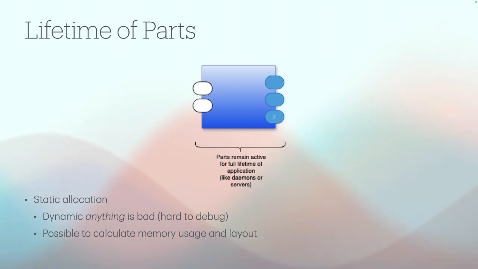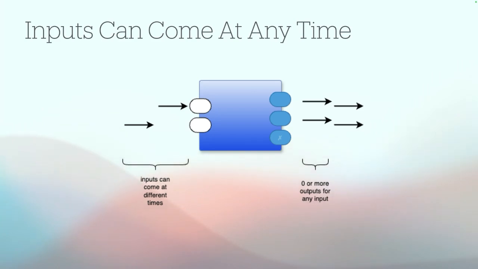Parts don't terminate. Parts run once for each input event. State, if any, is persisted between runs. Events can come in at any time, one by one. When a part handles a single input event, the part might generate 0, 1, or more output events.